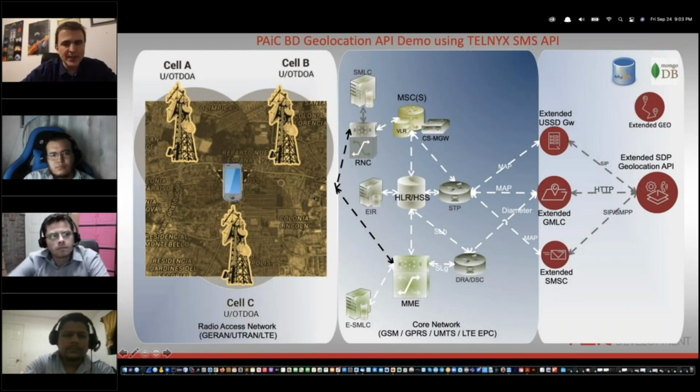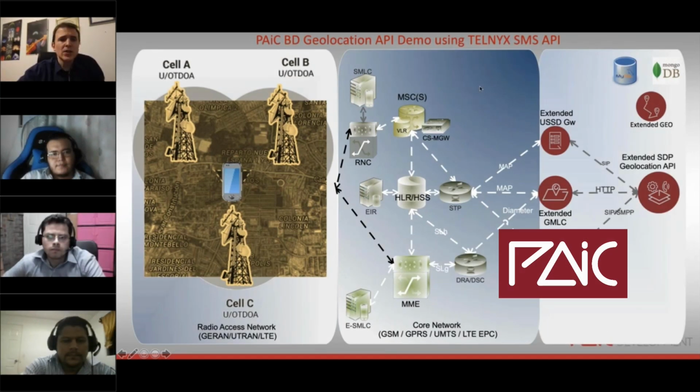Here you can see, at the left, the radio access network, the core network of the operator, and the core elements of the geolocation ecosystem of PIKE, which are the extended USSD gateway, the extended GMLC, the extended SMSC, the extended SDP with the geolocation API, and the extended Geo, a platform that serves as a kind of front end of the extended GMLC, and where many location-based services applications reside.